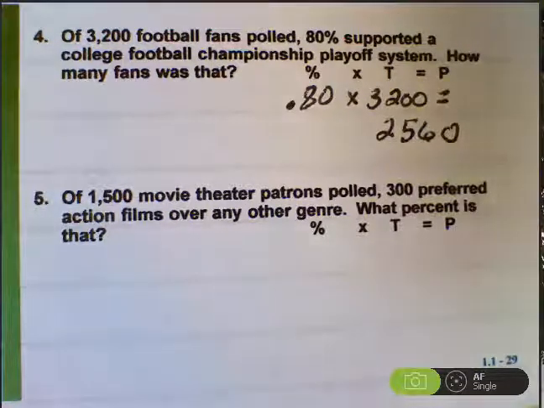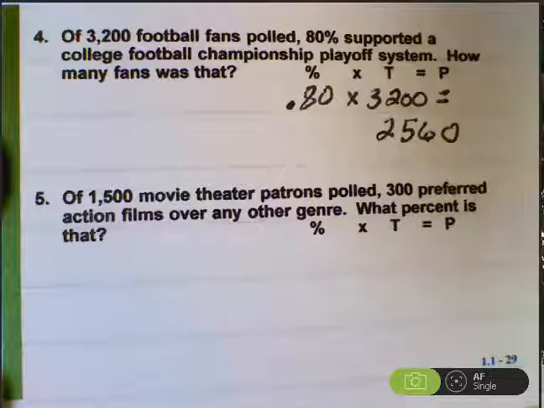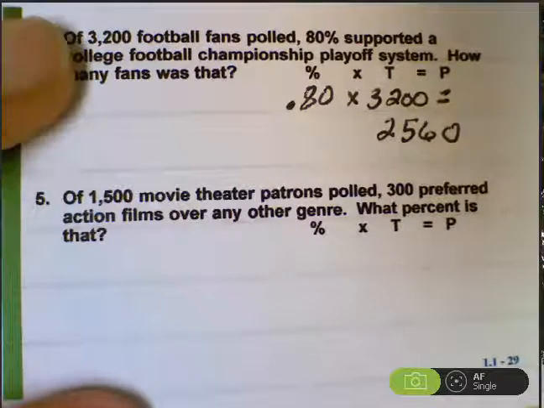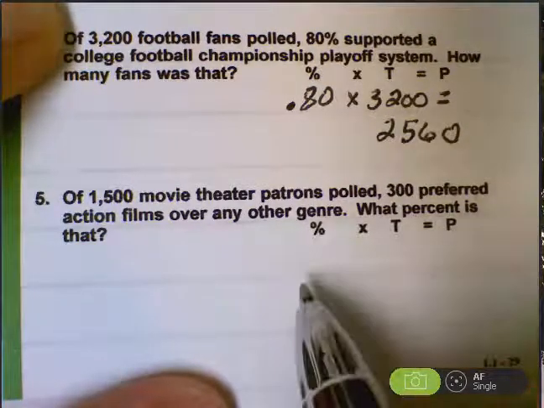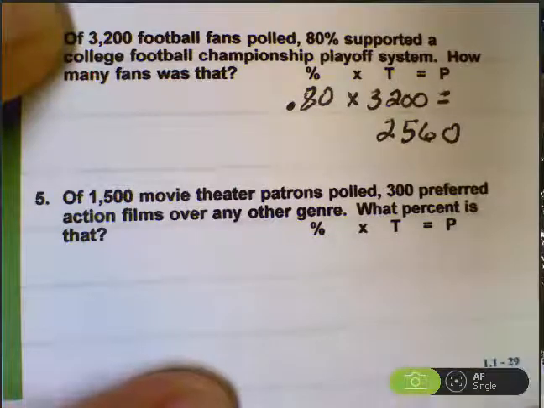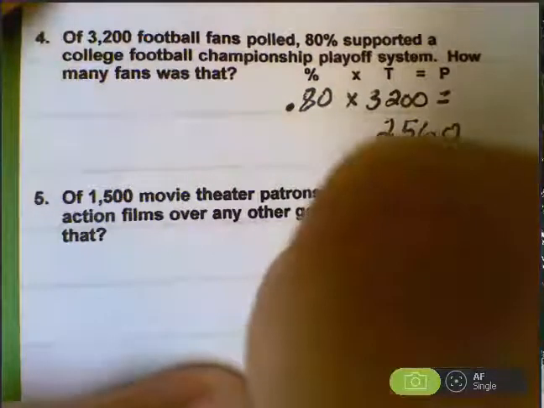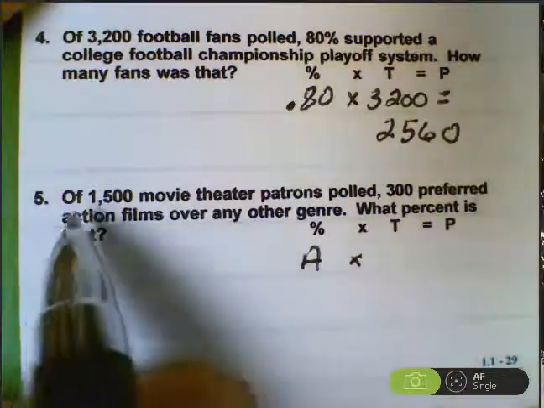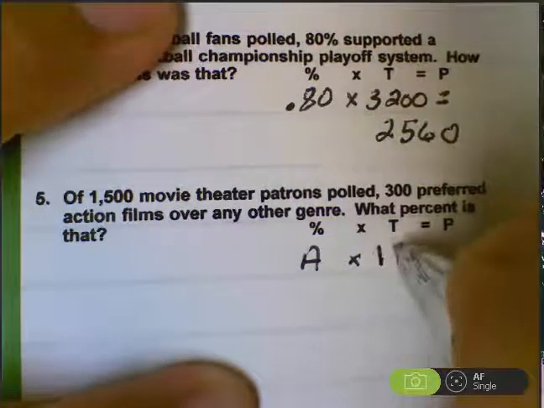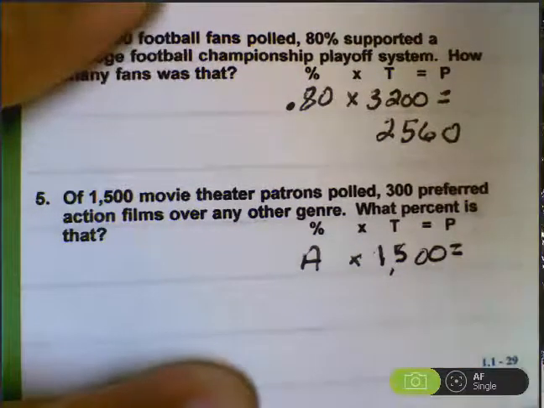And the last one, of 1,500 movie theater patrons polled, 300 preferred action films over any other genre. What percent is that? We're looking for percent. Here again, I'm in a dilemma about what to use for percent. I can't use P because P stands for part. I'll just use A again. A times the total. What was the total number of people surveyed? That's the 1,500 equals the part who loved action films. That's the 300.